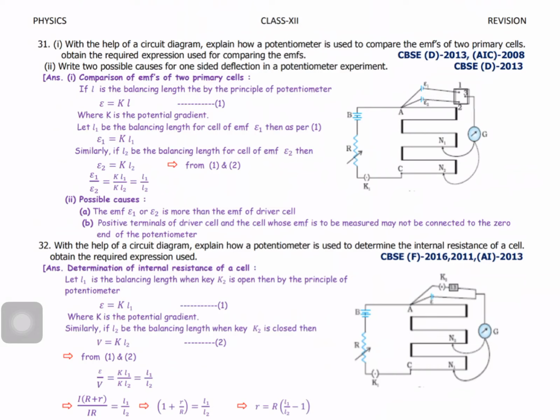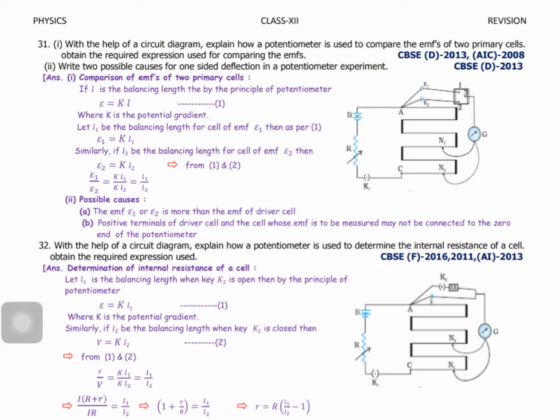Next one, with the help of a circuit diagram, explain how a potentiometer is used to determine the internal resistance of a cell, and obtain the required expression. Let L1 be the balanced length when key K2 is open, then by the principle of potentiometer, E equal to KL1, where K is the potential gradient, you know that. Similarly, L2 is the balancing length when key K2 is closed, where now we consider that it is a potential. In open circuit, that is EMF.